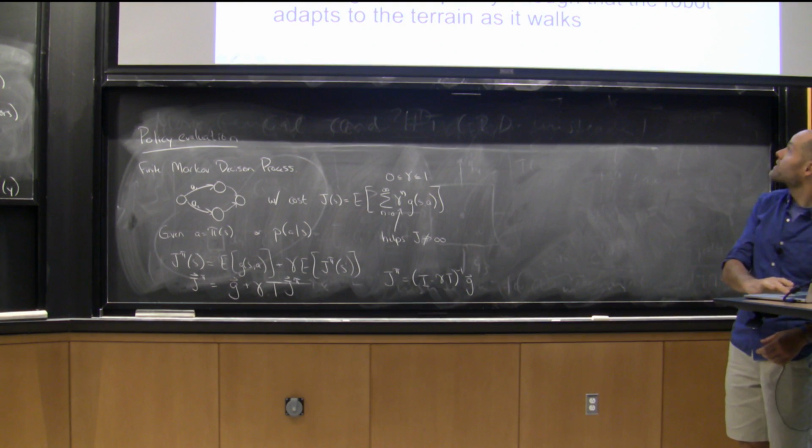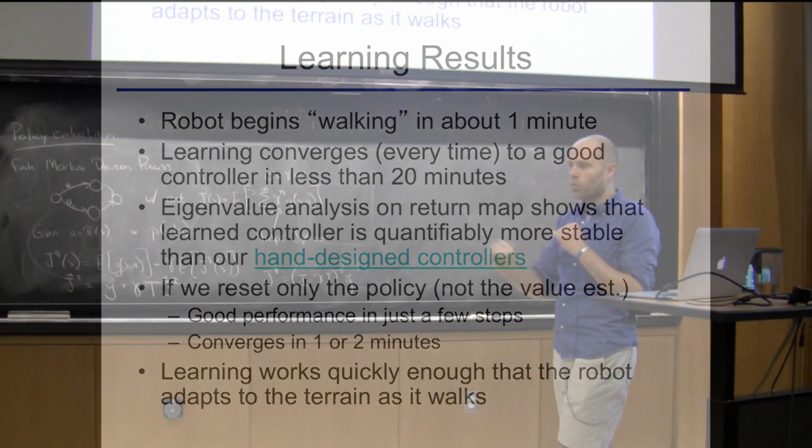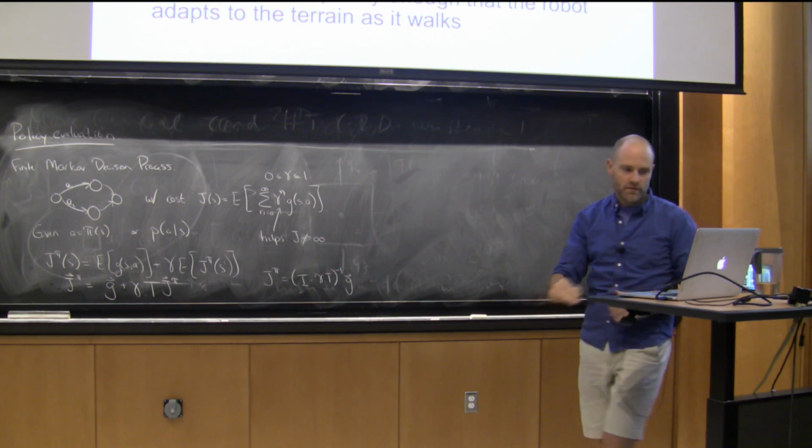The value function made a big difference. If I reset only the policy, but not the value estimate, it would converge in 1 or 2 minutes instead of 20 minutes. So that made a big difference. And the learning was quick enough that the robot would constantly adapt to the terrain as it walked. The initial learning from a blank slate took some time, but the experience was that once it learned any walking, if the world changed, it could adapt very, very fast.